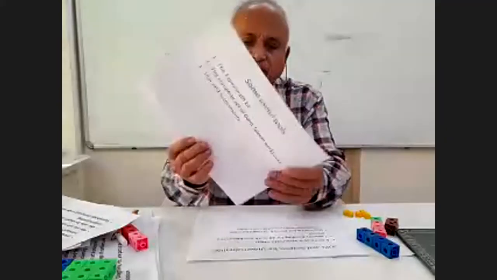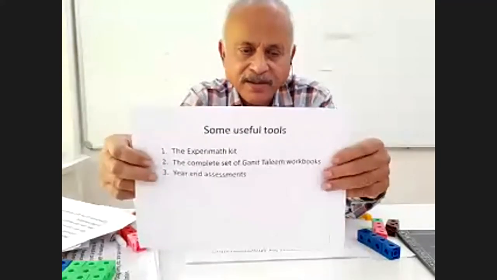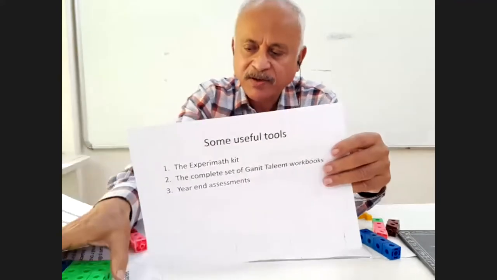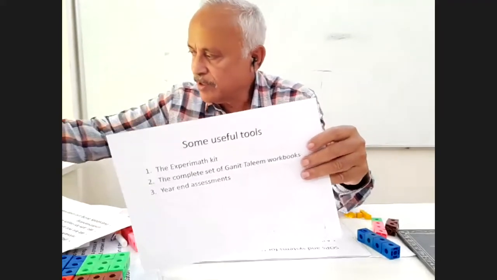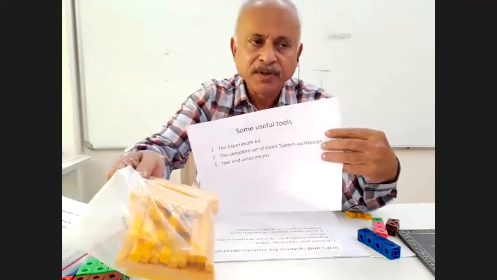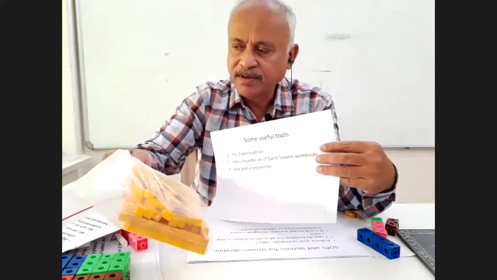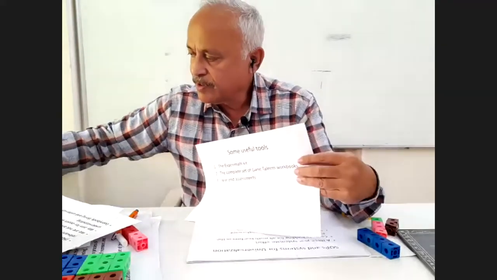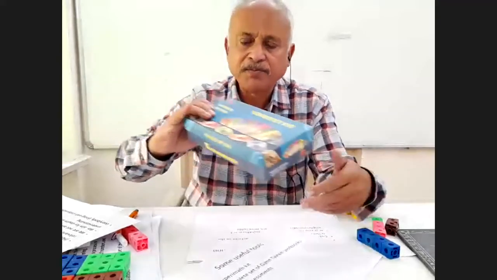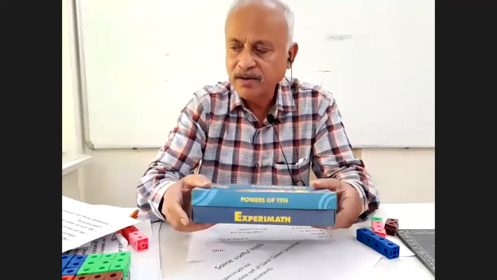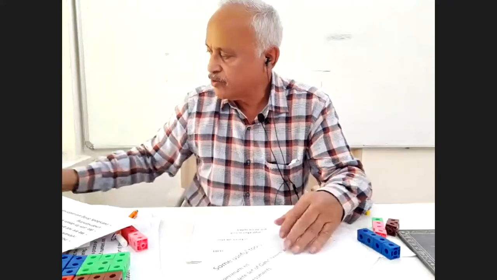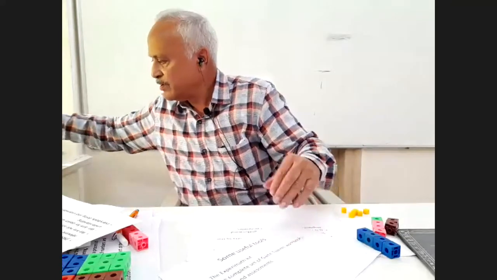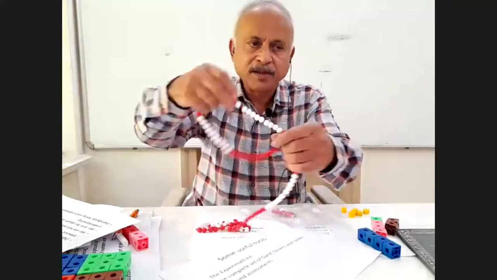And for this, there are useful tools. There is what we call at Navdamriti, the experiment kit, which consists of these cubes, the units, tens, hundreds kit, Dean's blocks. There is the powers of 10 currency kit for making two-digit numbers and beyond. There is a very, very effective and very useful number line.